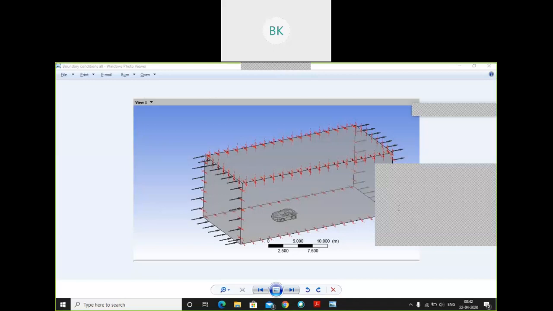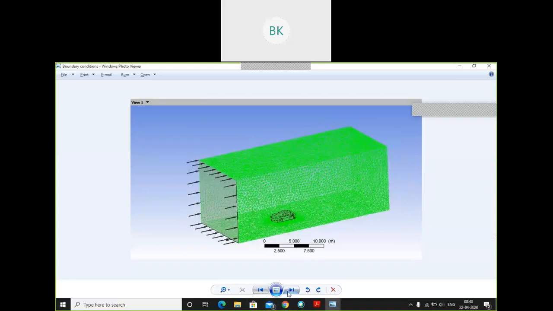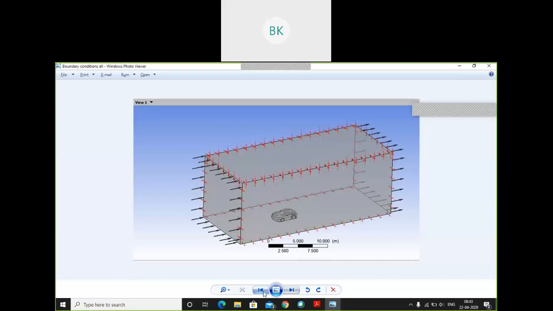Whatever wind tunnel test you are talking about, that is a practical test, meaning actual physical testing, and whatever I am going to show you is the analytical part. By using the software we are doing that. Okay, can you see the things? Can you see the images? Yes, sir.